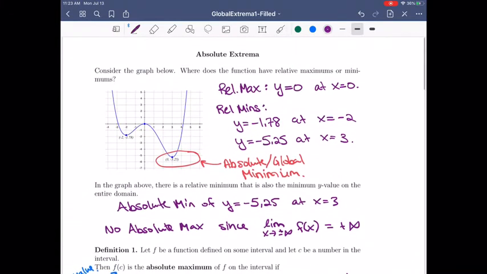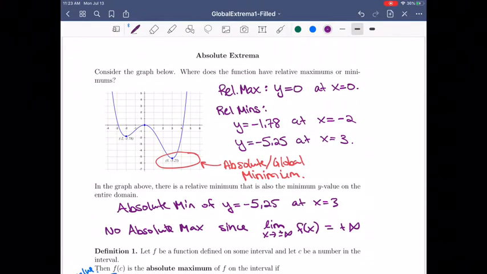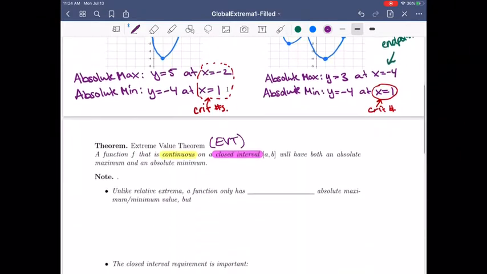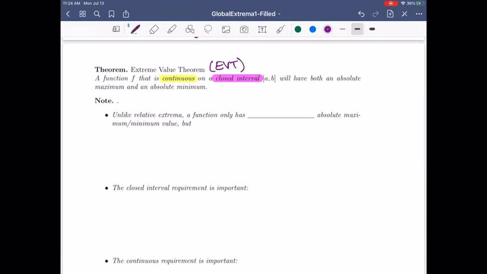In this first one we did, it's continuous, but it's not defined on a closed interval. And notice that we had an absolute minimum, but we did not have an absolute maximum. So what this theorem says is if you're continuous on a closed interval, you're definitely going to have both an absolute maximum and an absolute minimum.